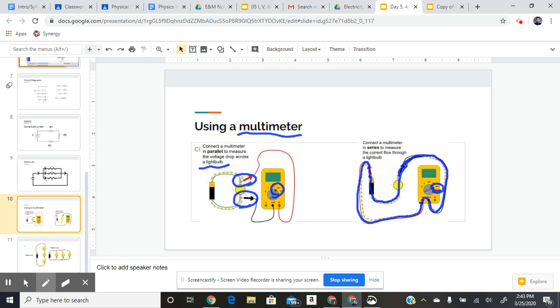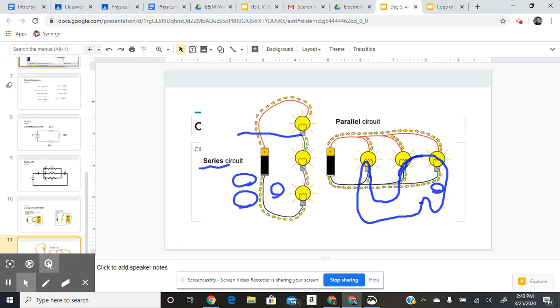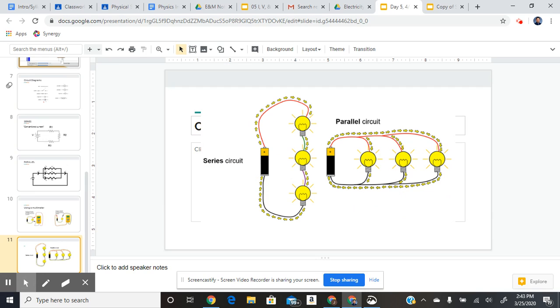Okay. I think the last slide is just one final picture, once again, series versus parallel circuit. So tomorrow we will go more in depth on series versus parallel. We'll have a couple questions on your exit ticket that are just some conceptual questions.